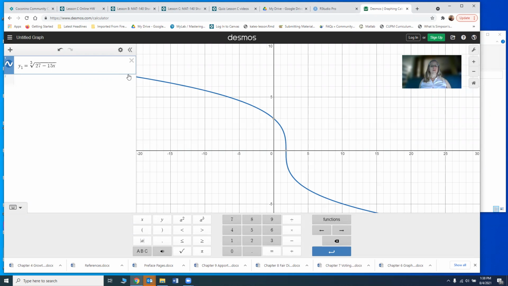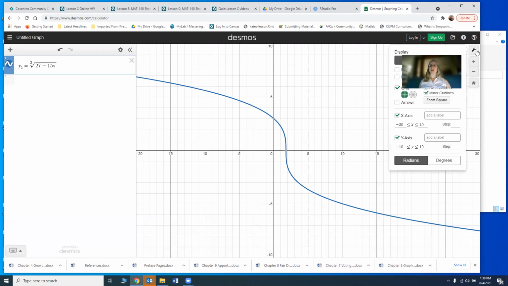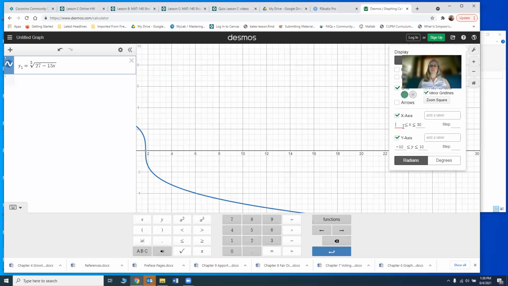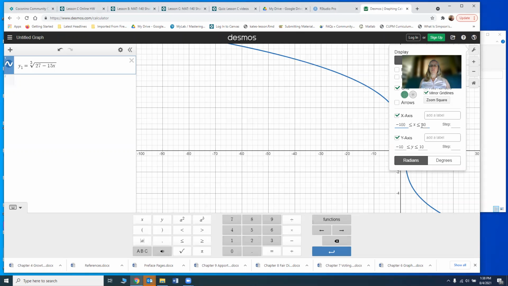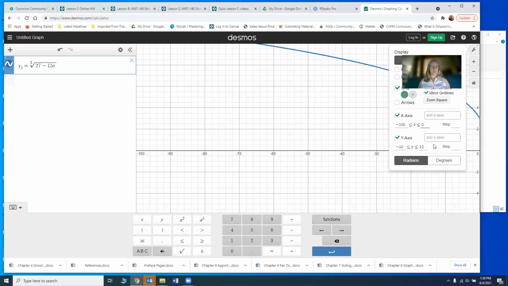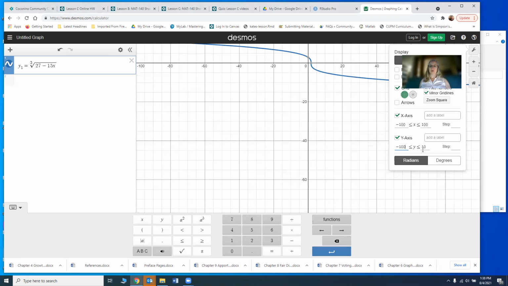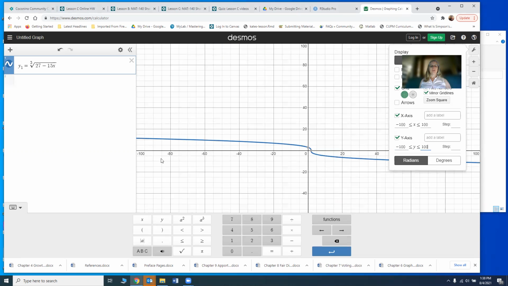You can see it's going from minus 20 to 20, or minus 20 to 30, sorry. And we can change that. If I click on the little wrench here, I can change this. I can make my x's go from minus 100 to positive 100 if I want. I can make my y's go from minus 100 to positive 100 also. And you can see kind of what the graph is doing.